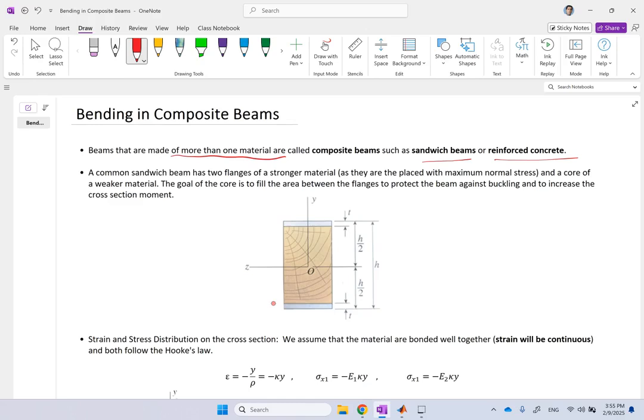The first question you might ask is, why do we have these beams in the first place? Why should we not make the whole thing out of a single material? There are several reasons. For instance, if you look at the sandwich beam like this, where you have two flanges on the top and the bottom, or two plates made of metal, and then this core here is made of a softer material like wood, you might say, why don't you make the whole thing out of aluminum? Would that not make it stronger?